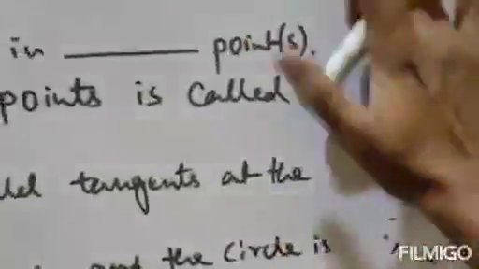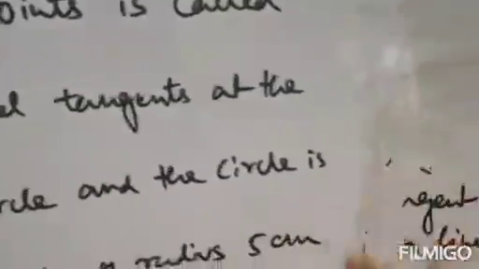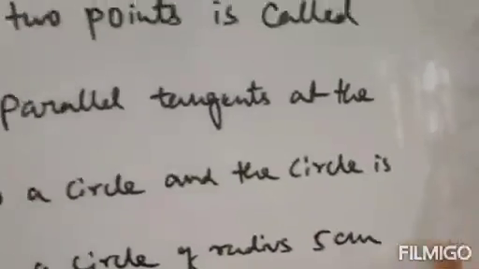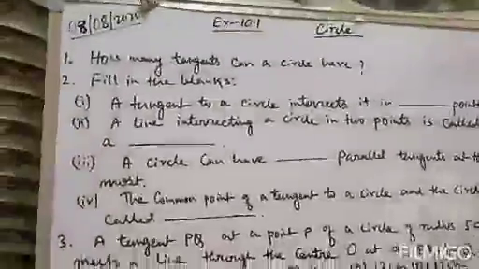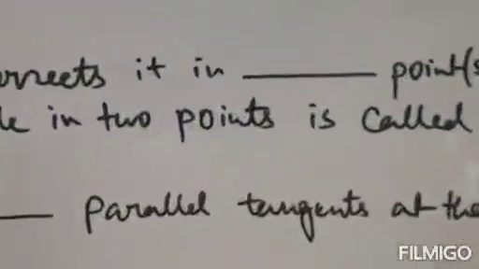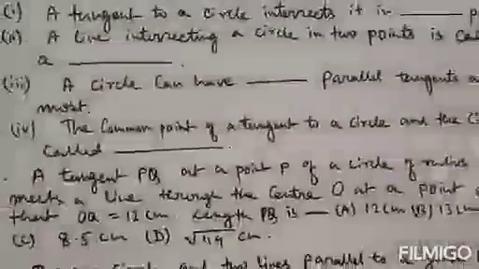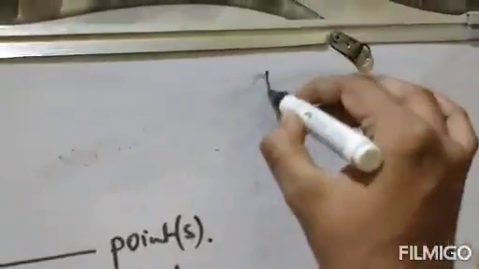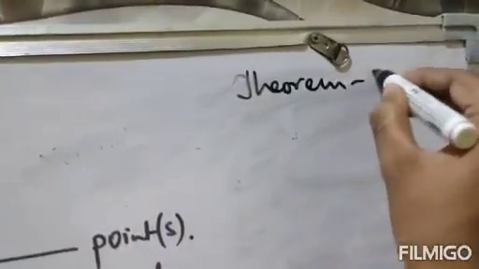Next, in this exercise, in this session, there is only one theorem that we should discuss. In exercise 10.2 there is also one theorem, but that will be discussed in the next session. Only the first theorem, which will be utilized for doing question 3 and question 4, will be discussed today. That is the first theorem of the circle chapter, theorem 1.